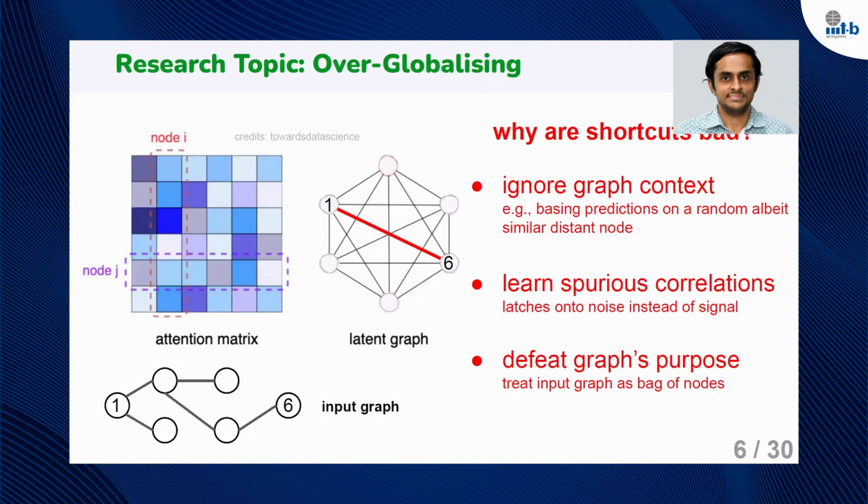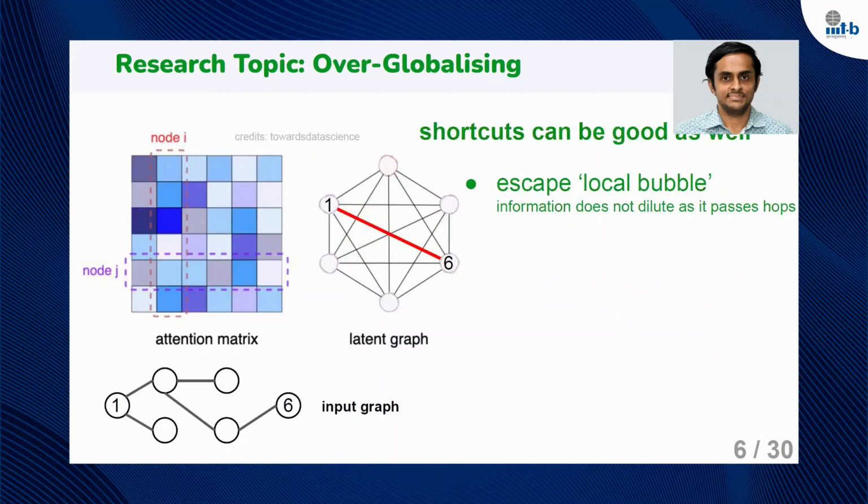So this is actually the over-globalizing phenomenon, which is the research topic in this paper. It's essentially creating these shortcut edges to nodes that are not connected, nodes that are actually more than a few hops away. So this is the over-globalizing phenomenon that was recently observed.